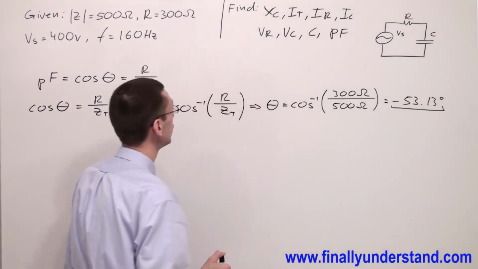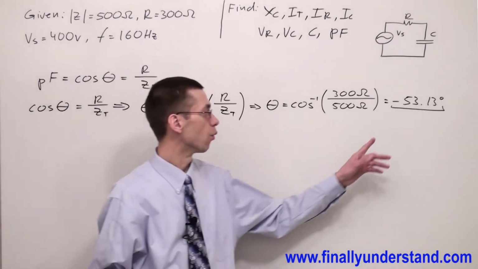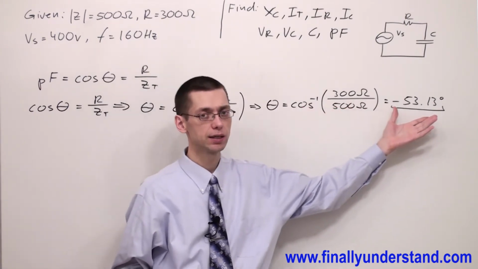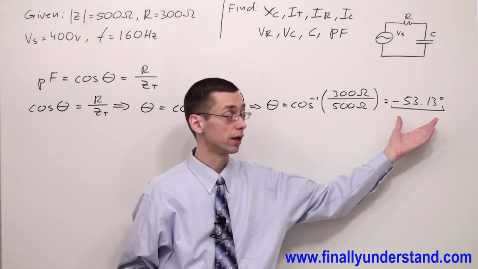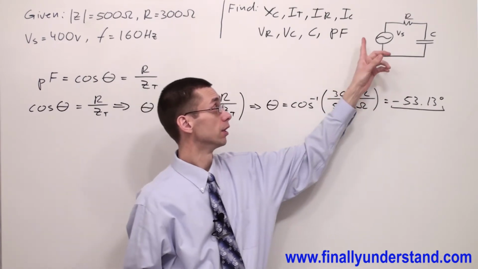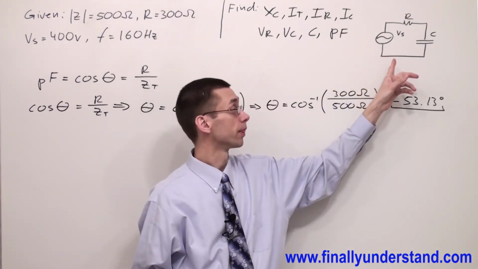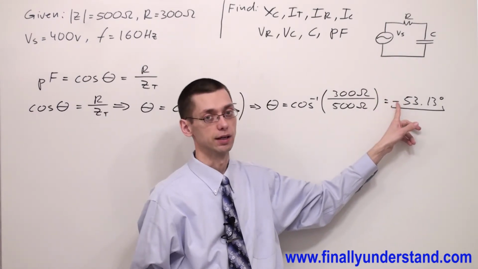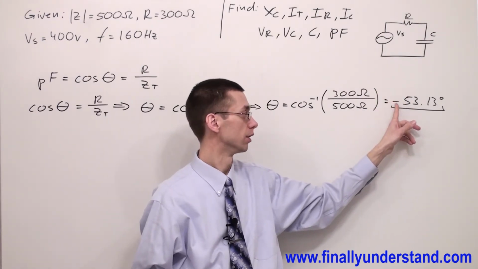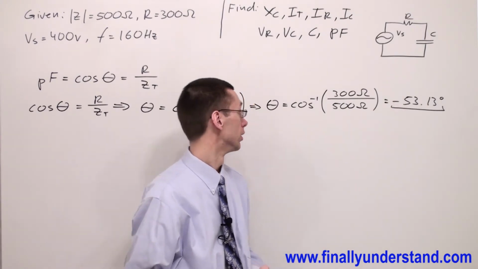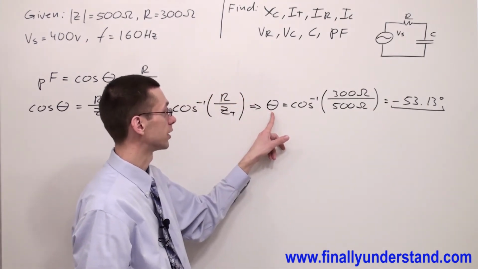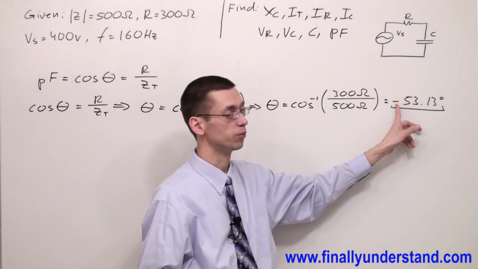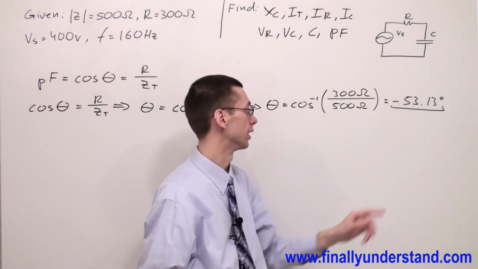Someone is going to say, why did you get negative? Because from the calculator you are going to get the positive value. But you're supposed to realize that we are dealing with the RC circuit. In the RC circuit, total impedance is always going to have a negative angle. So that's why you are going to have a negative angle with your theta. You cannot forget about it. Anytime you have a resistor and capacitor, your total impedance is always going to have a negative angle.